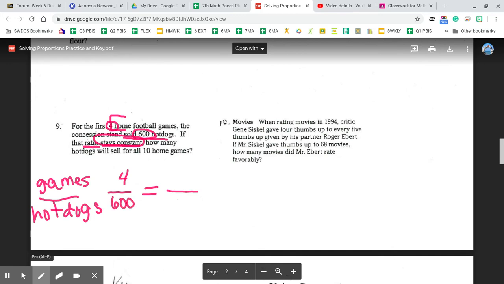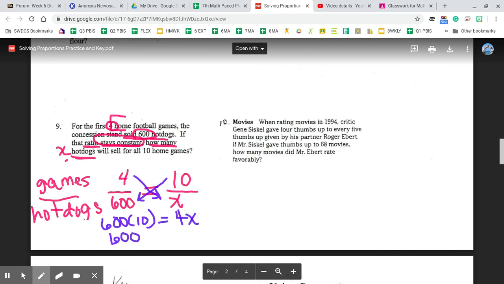If that stays the same, how many hot dogs, so that's our X, hot dogs, it goes at the bottom because hot dogs are at the bottom. How many hot dogs will they sell in 10 games? Games is on top. And then we use our skills in solving proportions. So we're going to multiply across. 600 times 10 is going to equal 4 times x. Well, 600 times 10 means I just add another 0 behind it, 6,000, is equal to 4x.